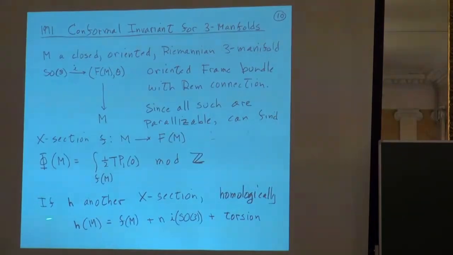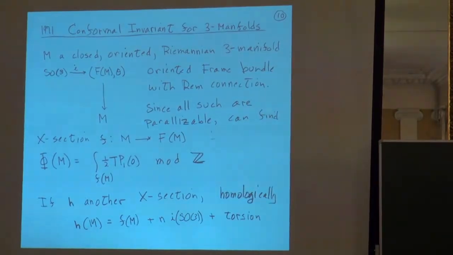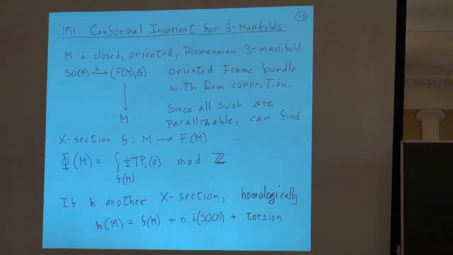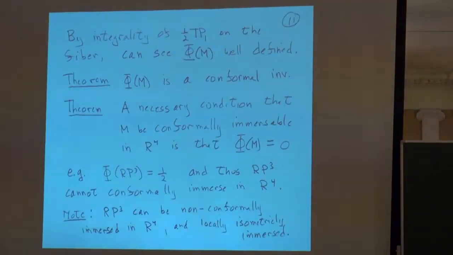Now, why do I take it modulo the integers? Because if I took another cross-section, homologically, that is just the original one plus some multiple of the fiber, plus perhaps torsion, although I don't even think there is any torsion, but maybe there is. So when you integrate over this second cross-section, homologically it only differs by a multiple of the fiber. This is an integer on the fiber. And so it's a well-defined function, by integrality of the fiber. So this is an R mod Z valued function, a circle valued function, if you like, on a Riemannian manifold. Now, it turns out if you differentiate with respect to a conformal change, you'll get the same answer. So it's a conformal invariant.